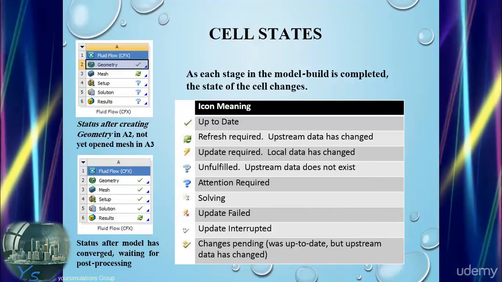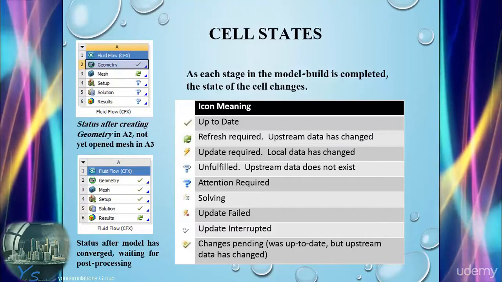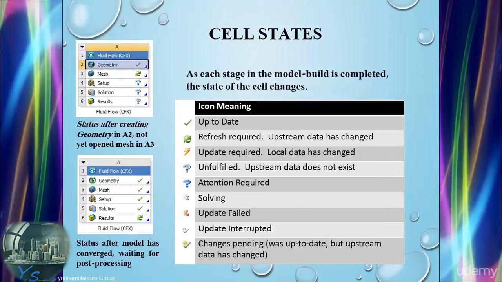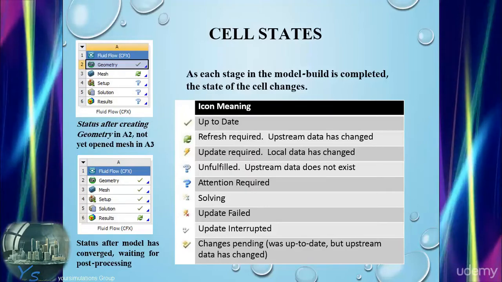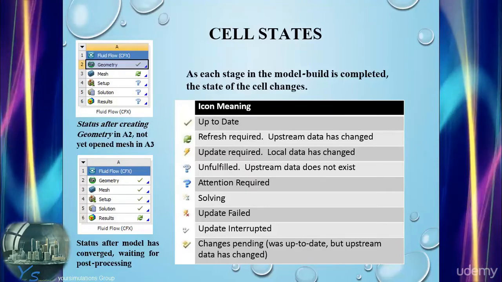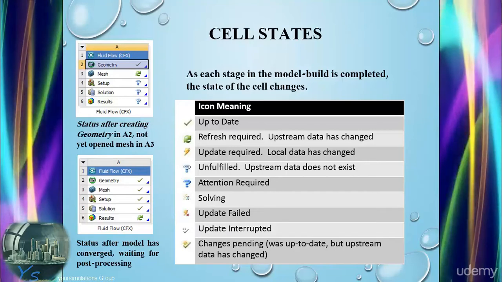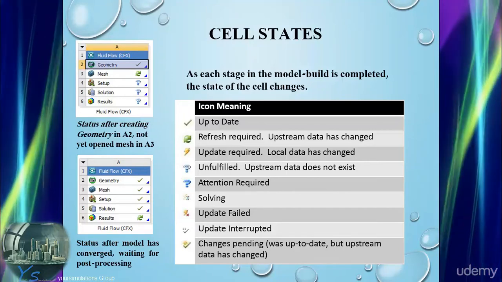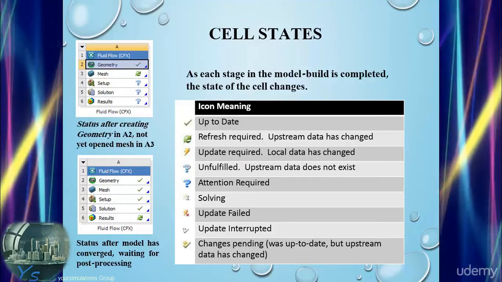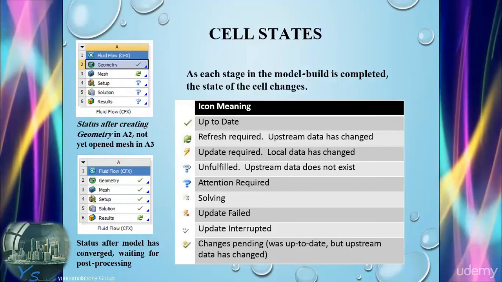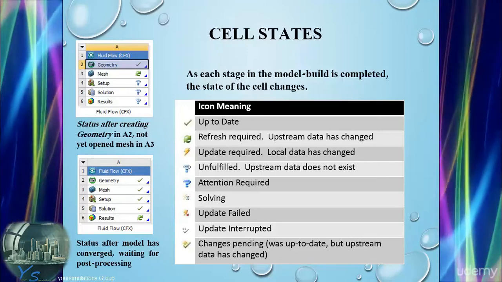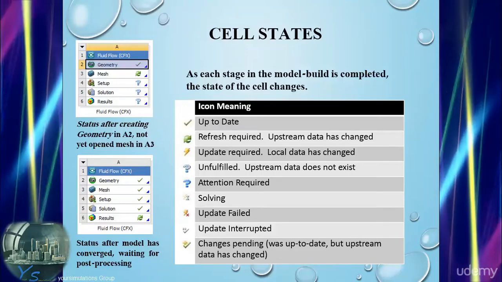If we see an hourglass symbol, that indicates that that particular element of the simulation is ongoing and progressing, such as the CFX solver is currently in a state of solving. If we have the yellow flash with the red cross, that means that the update has failed and indicates to the user that they will need to go in and understand and fix that update failure.